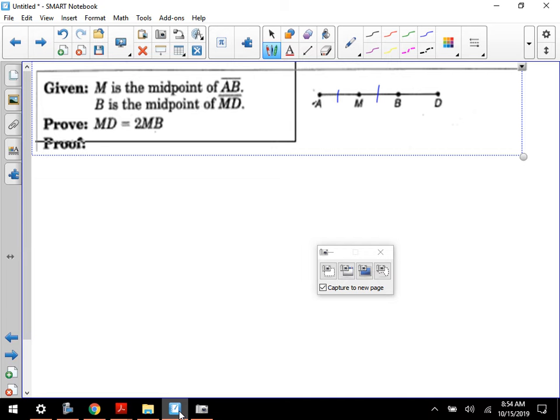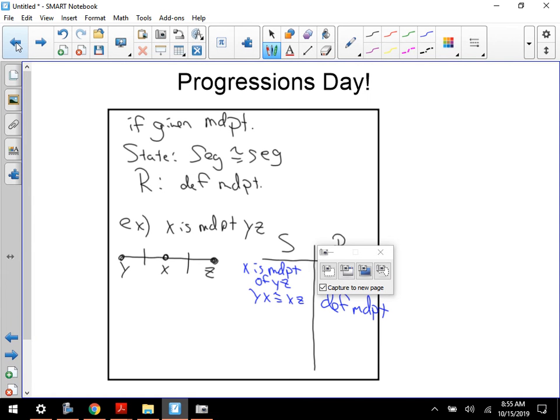B is the midpoint of MD. Well, that means MB and BD are the same. Well, MB has one tick mark, which means how many tick marks does this get? One. So the idea is that we'll be able to utilize these types of statements to work through to show other bits and pieces. Okay? How we'll be able to switch back and forth. And that takes a little bit of time to get used to. All right? Question on midpoint?